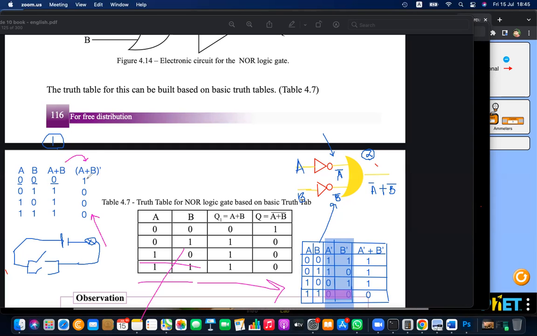Right? Here 1 and 000. Here 111 and 0. It is different, right? So that you need to understand. So in the NOR gate, what happens is first OR, then NOT. First you OR, then NOT.